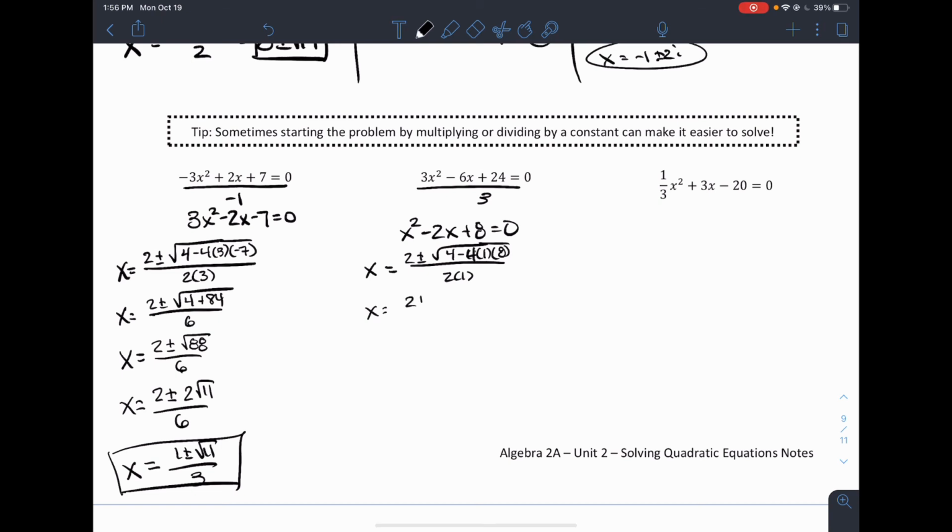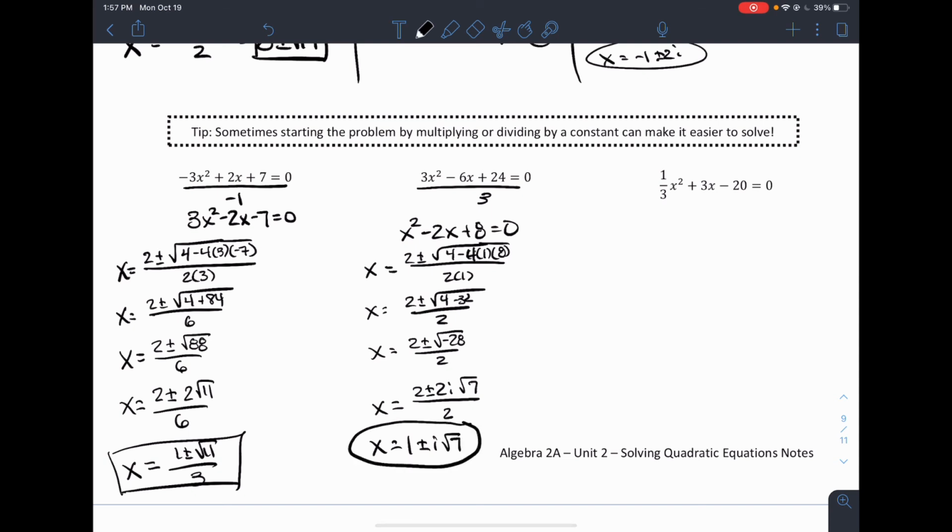x equals 2 plus or minus the square root of 4 minus 32 over 2. x would equal 2 plus or minus the square root of negative 28 over 2. I'll simplify that radical. I can take a 4 out. So that would be x equals 2 plus or minus 2i root 7 over 2. Now I can divide the 2 out. So x equals 1 plus or minus i root 7. And there we go.